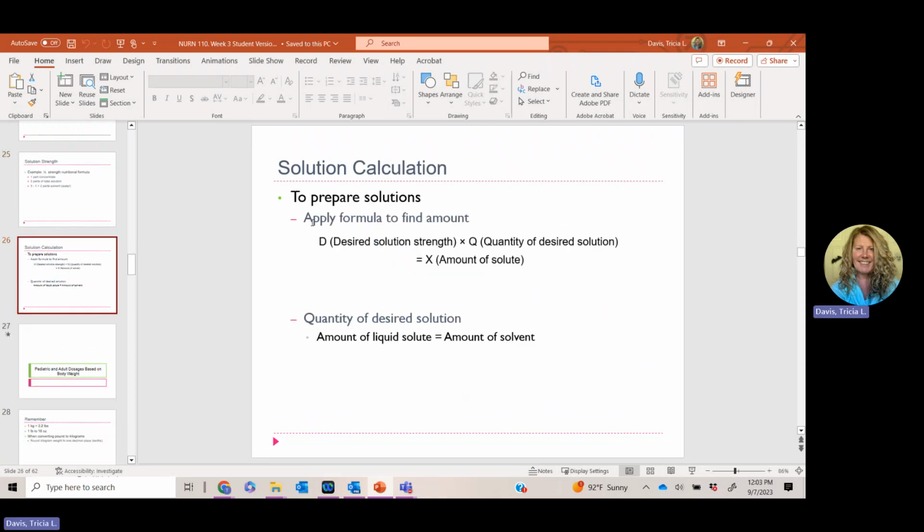All right, so whenever we're doing a solution calculation, this is the formula we will use. So we apply this formula to find the amount. So it's our desired solution strength times our quantity. So our desired solution strength times the amount of desired solution that we would like. That's going to equal our amount of solute. So you would use this calculation. Okay, so the quantity of the desired solution is the amount of the liquid solute, which equals the amount of the solvent.